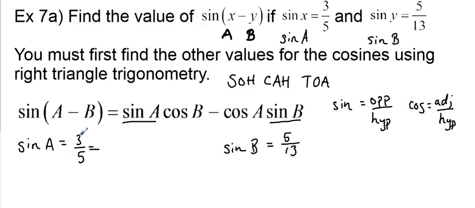Now, we're given the sine for both triangles, and going with what we just said, sine is opposite over hypotenuse. 3 is going to be opposite, and 5 is going to be the hypotenuse of the first triangle. For the second triangle, 5 is going to be opposite the angle, and 13 is going to be the hypotenuse. So let's go ahead and label the triangles.